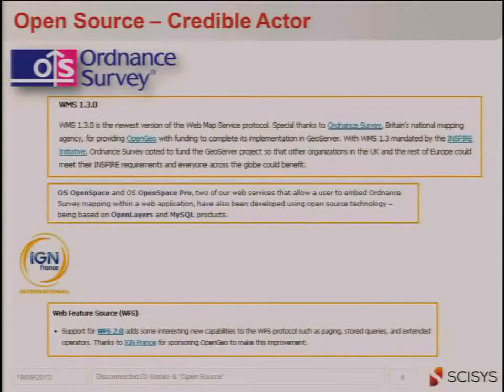And what I always use as an example when I'm saying, yes, open source is a very credible product, we've got two of the key mapping agencies across Europe, IGN in France and Ordnance Survey in the UK, who not only are actively using open source products, but are actually funding the development of those products to make them, for instance, Inspire compliant across Europe. So there's clear evidence here that, yes, open source is the way forward and should strongly be considered.